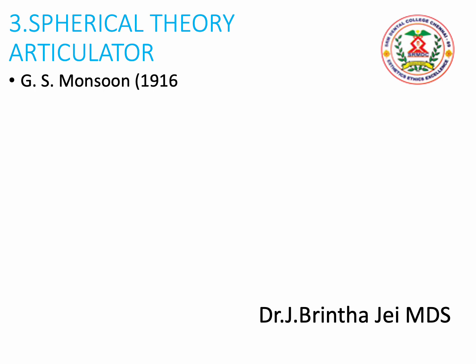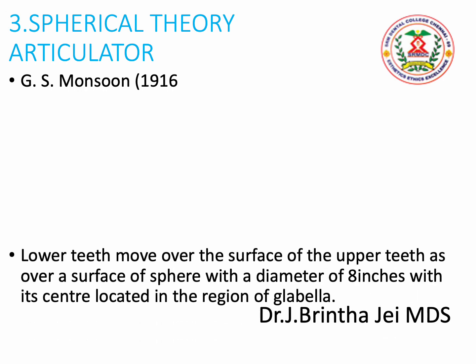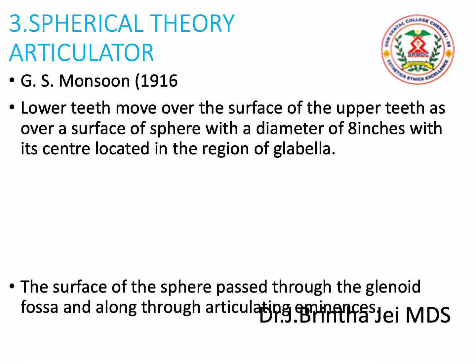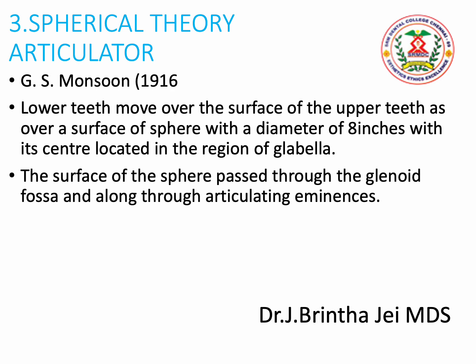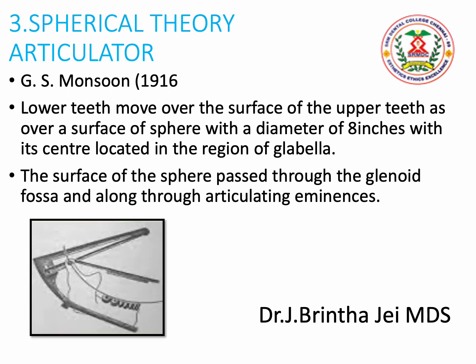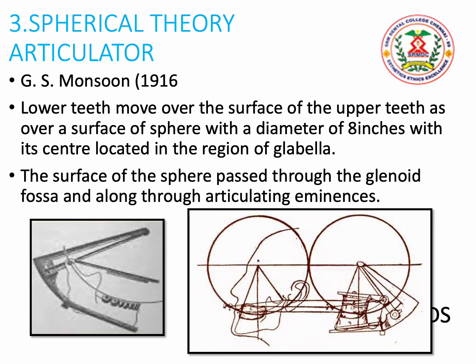The spherical theory articulator was introduced by Monson in the year 1916. So here the lower teeth will move over the surface of the upper teeth as over the surface of a sphere. Similarly, how a part is moving along the surface of the sphere, here what they are saying is the lower teeth will move along the surface of the upper teeth. So that is resembled with a sphere. And here the diameter is 8 inches and the center will be located in the region of the glabella. So the surface of the sphere passes through the glenoid fossa and along the articulating eminences. So this is the example for this theory. Just you can see the diagram which shows the resemblance of this theory, how it is designed along with the patient's mouth.